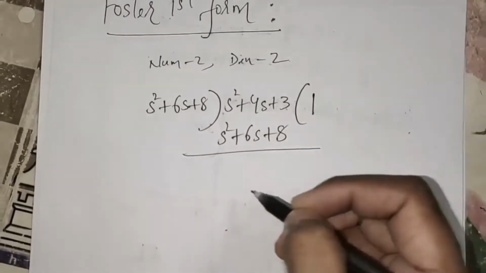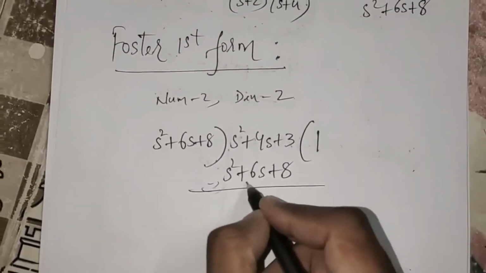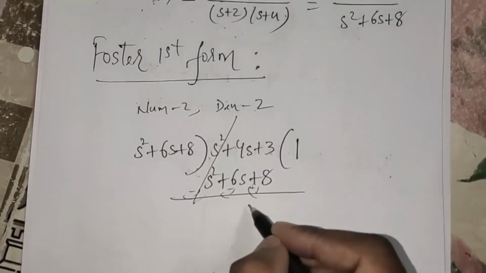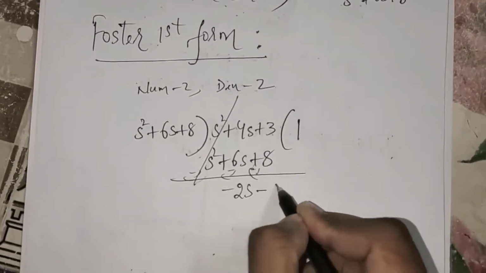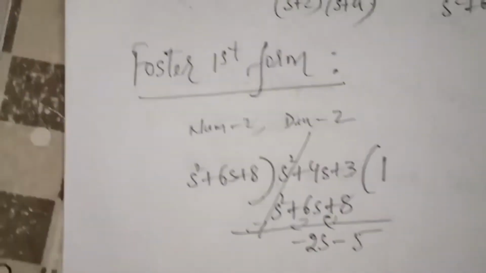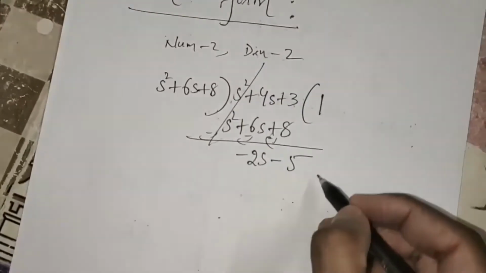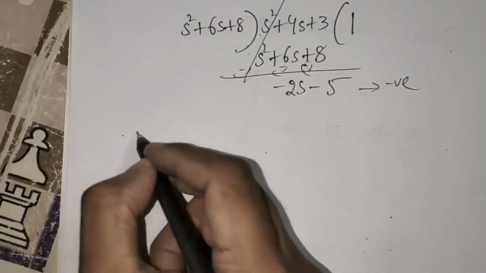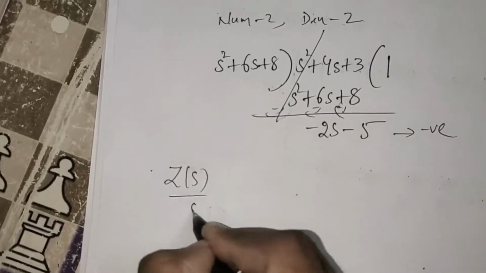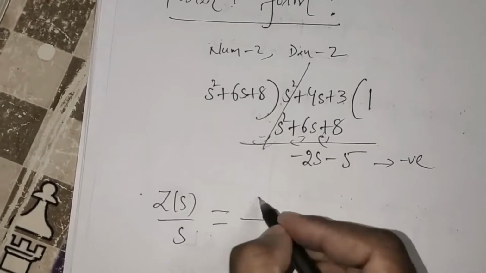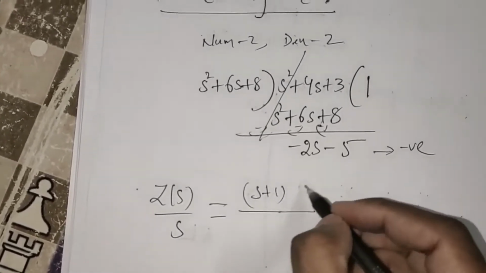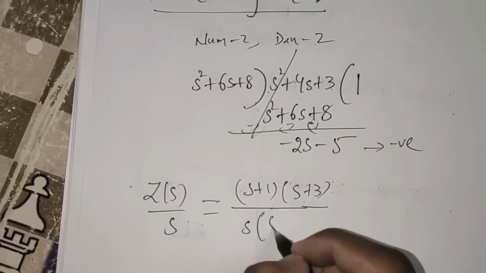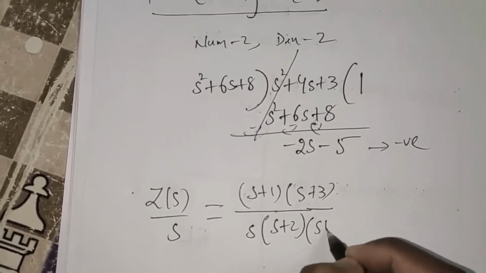So upon dividing, as you can see, first term will cancel and the remainder is minus 2s minus 5. So here we can see the remainder is negative. So if the remainder is negative, we should consider z of s by s, which is nothing but s plus 1 into s plus 3 divided by s into s plus 2 into s plus 4.